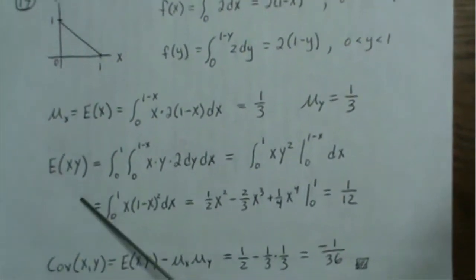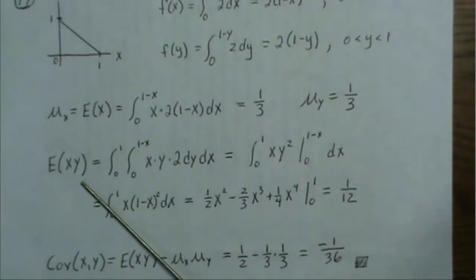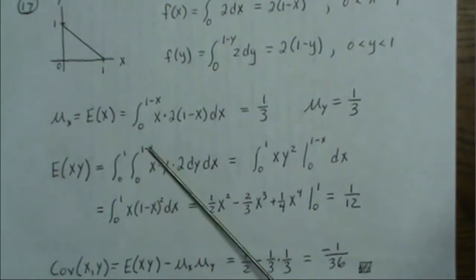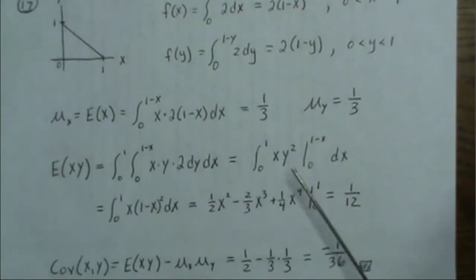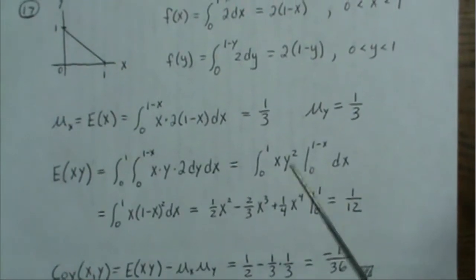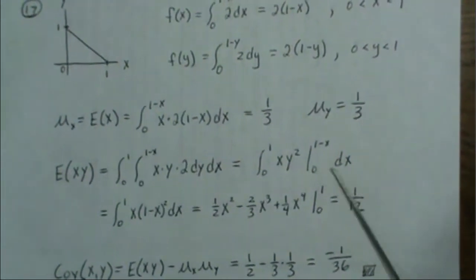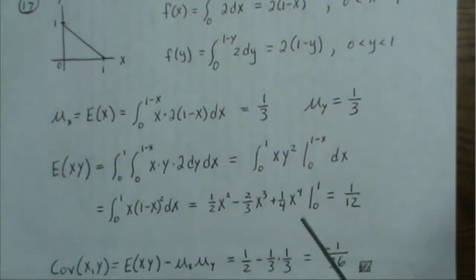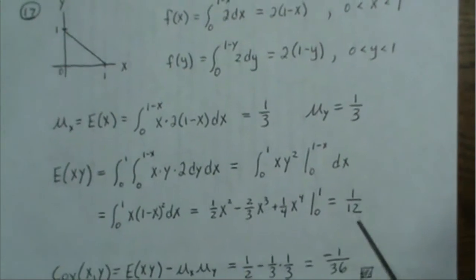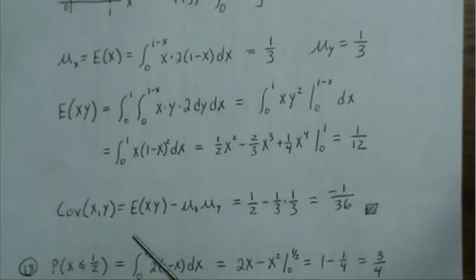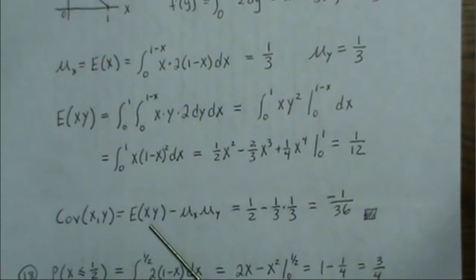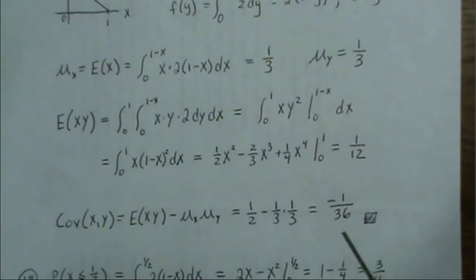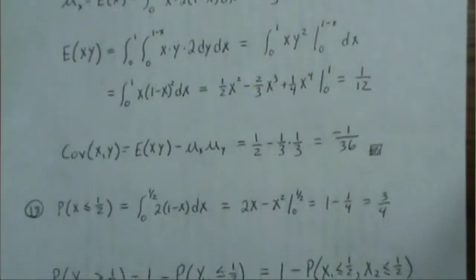So the expected value of xy is, you put an x and a y times its density, and integrate over the whole region. Integrate with respect to y first, so you get xy squared, limits of integration, plug those in. Integrate with respect to x, from 0 to 1, plug those in, you get 1/12. So the covariance of x, y is this formula. Plug in the values we just derived, and you get minus 1/3.